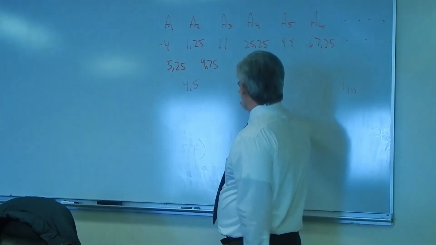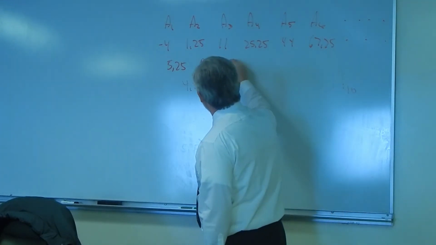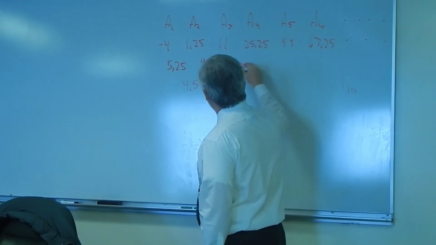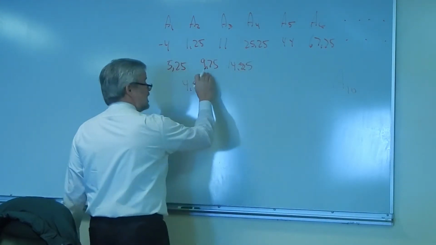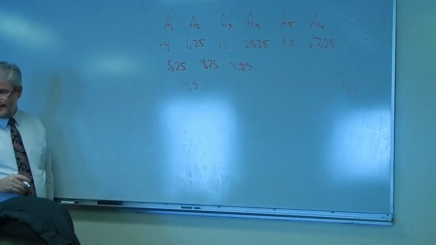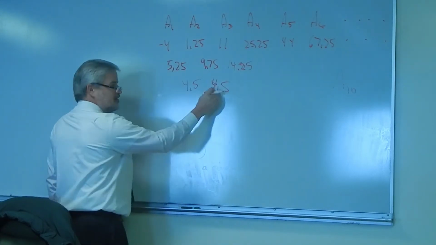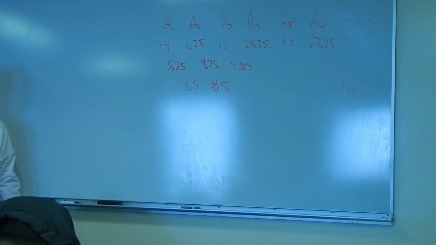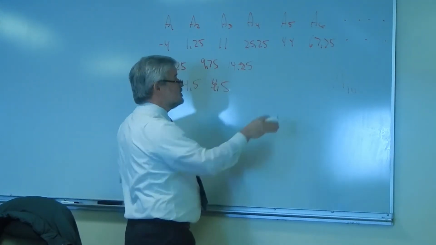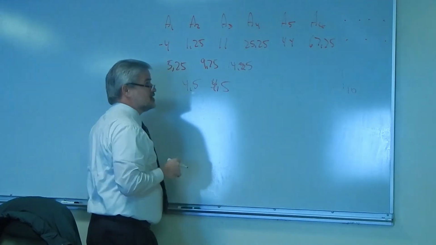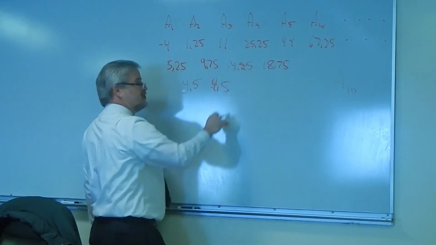Okay, David, 25.25 minus 11. 14.25, right? Minus 9.75. 4.5. Oh my gosh, look at that. And just to confirm this, let's do one more. Joseph, 44 minus this mess. 18.75. 18.75 minus 14.25.